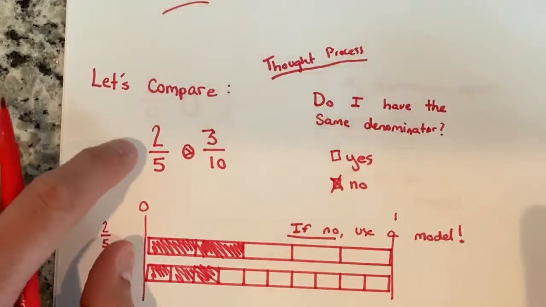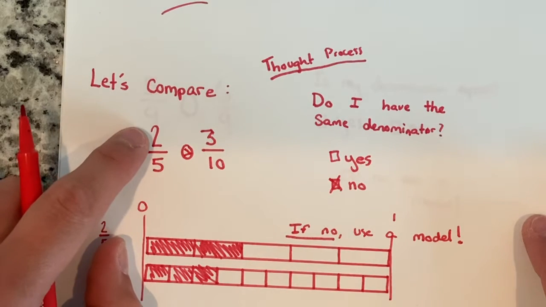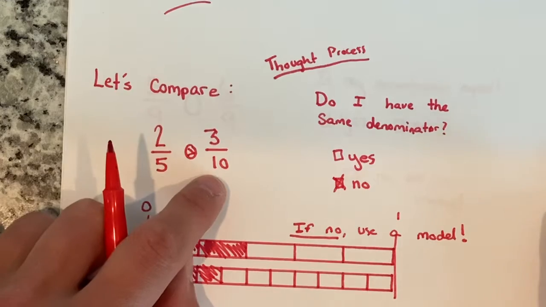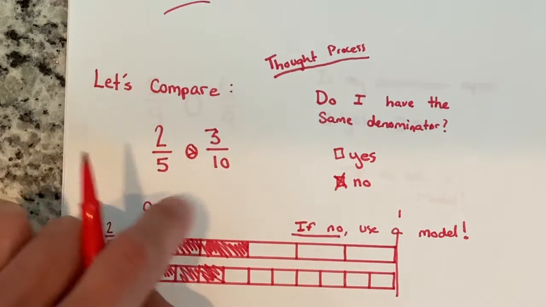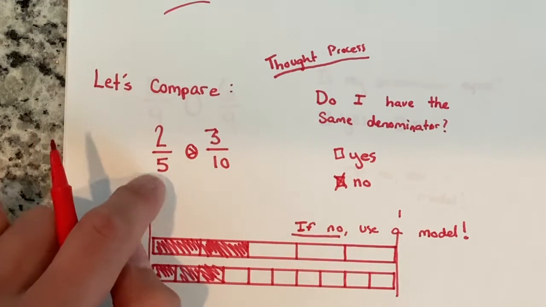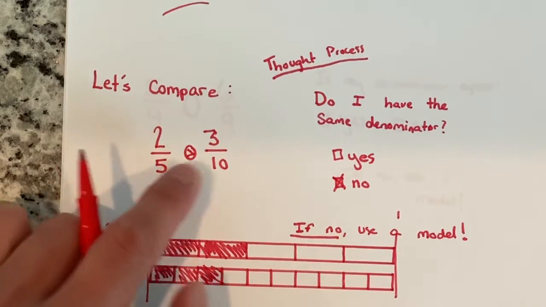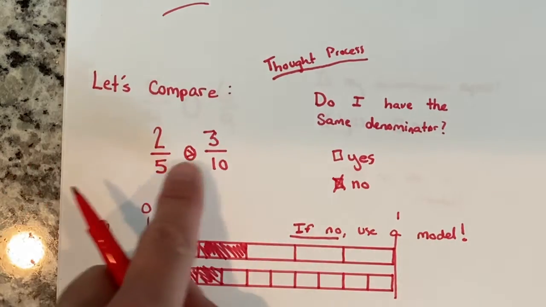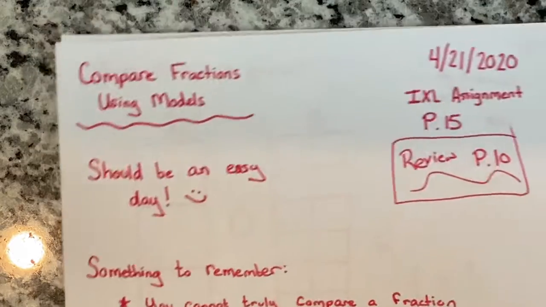Here's the deal though. 2/5 looks smaller. This is a smaller number than this larger number and this larger number. Don't let the size of the numbers trick you. Pay attention to the size of the pieces and use a model to help you out. 2/5 is larger than 3/10.